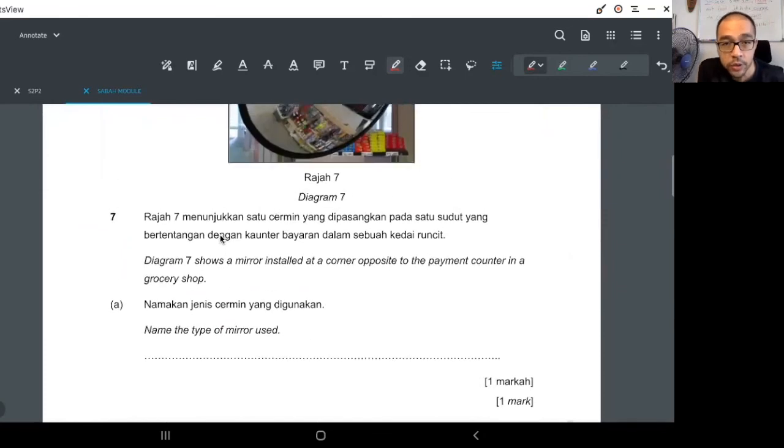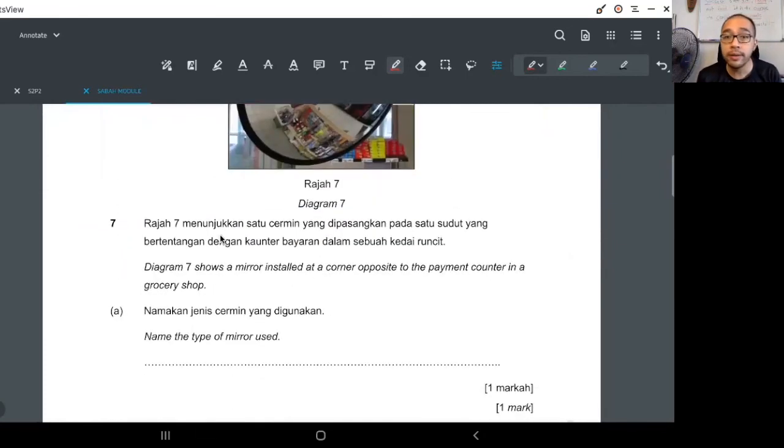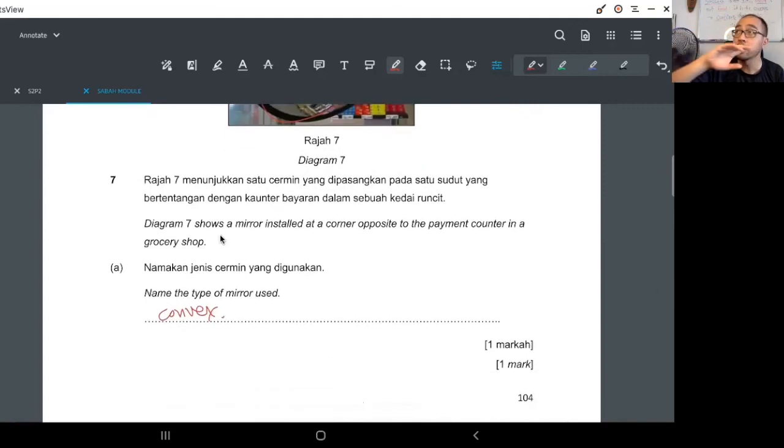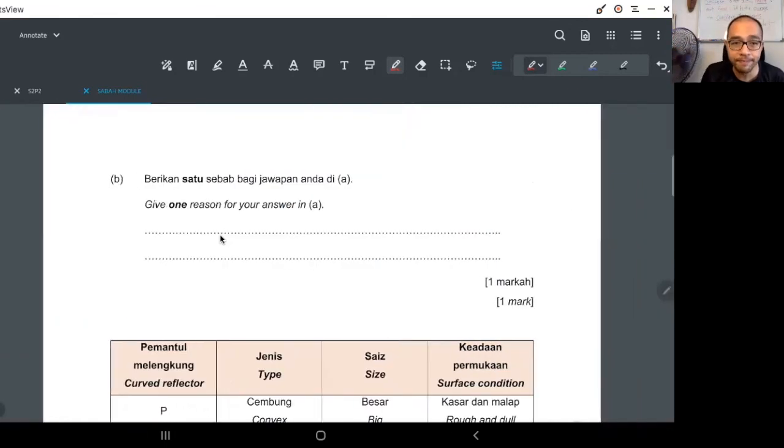Name the type of mirror used. This will be a convex mirror, because of the wide field of view and the image is smaller. Look at all this. You can see everything inside one mirror. A normal mirror cannot do that, right? So we have a convex mirror. Convex mirror is the one that goes out. Well, that's concave that goes in, sorry, coming out is convex. One reason is the wide field of view.